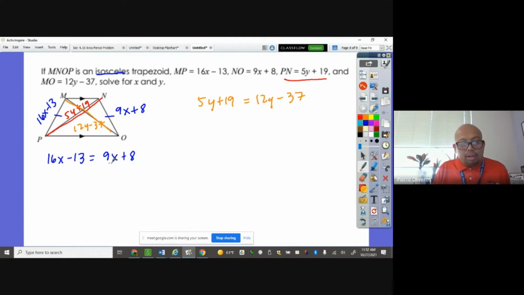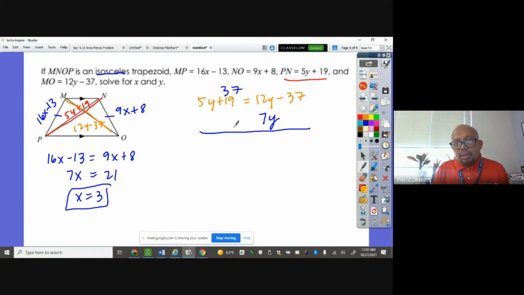Solving for the value of x here, minus 9x there, that will give us 7x. And 13 there will be 21. So therefore, x equals 3. And move the 5y to the left, that will give me 7y. Add 37 here, that will give me 56. And divide by 7, so therefore y is equal to 8. So the values of x and y are 3 and 8.